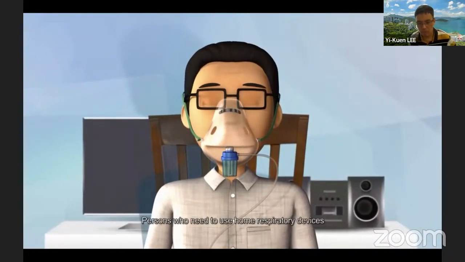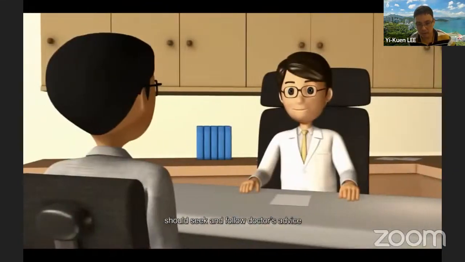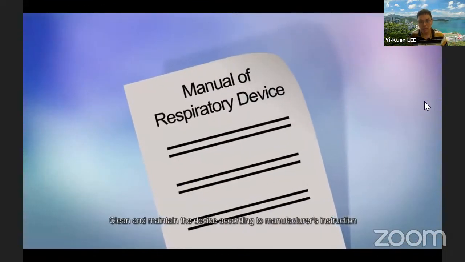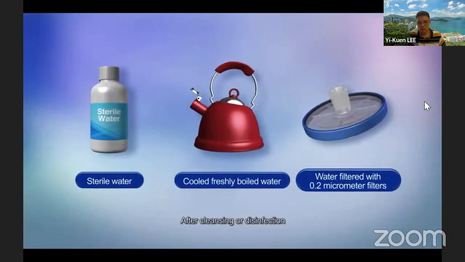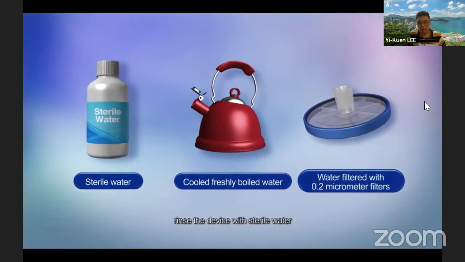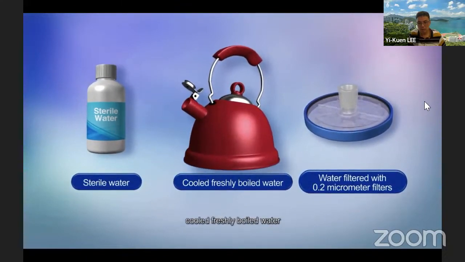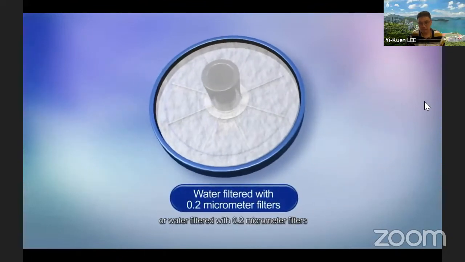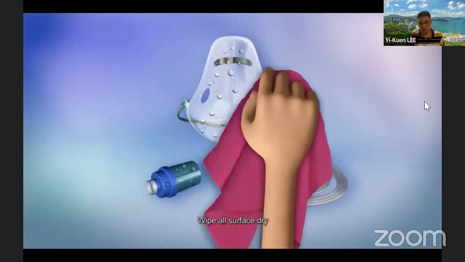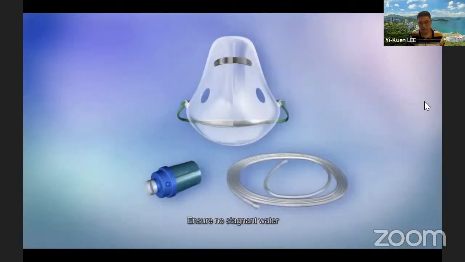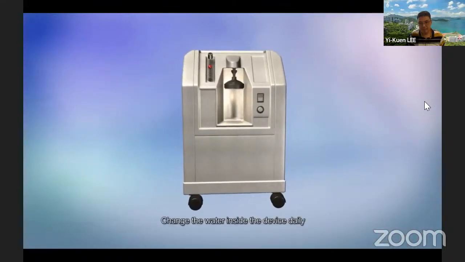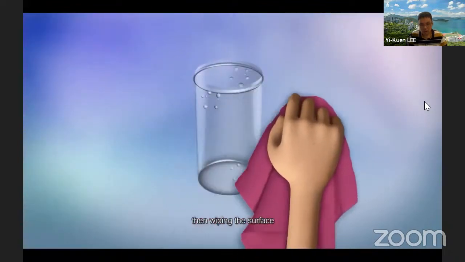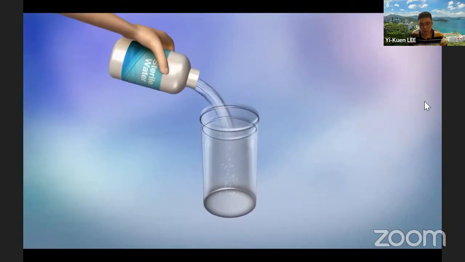Persons who need to use home respiratory devices should seek and follow doctor's advice. Clean and maintain the device according to manufacturer's instruction. After cleansing or disinfection, rinse the device with sterile water, cooled freshly boiled water, or water filtered with 0.2 micrometer filters. Wipe all surface dry. Ensure no stagnant water. Change the water inside the device daily by first emptying the water tank, then wiping the surface, and finally adding water.